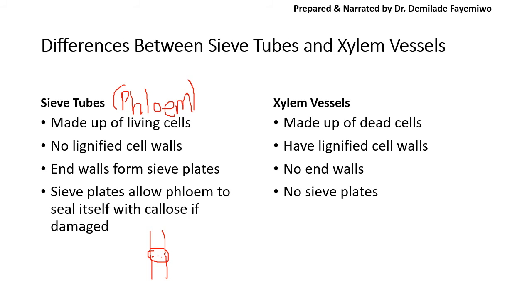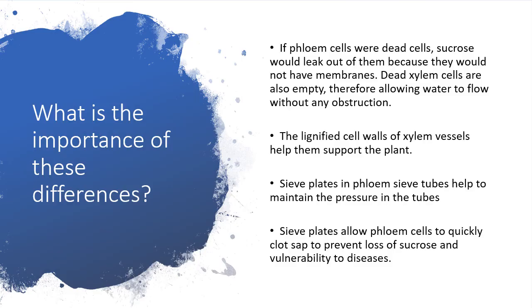The xylem vessels, on the other hand, are made up of dead cells. They have lignified cell walls that strengthen them. They don't have any end walls, and they don't have any sieve plates. So I have deliberately put these here side by side so that it is easy for you to compare.